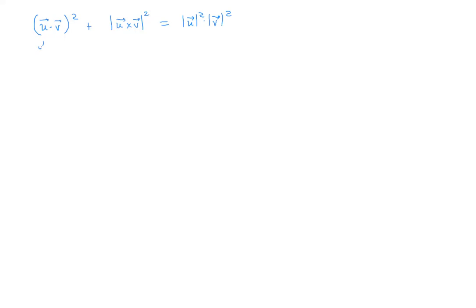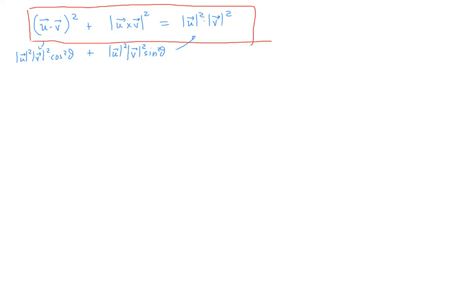Because if you think about it, this will end up being the magnitude of u squared times the magnitude of v squared times cosine square of theta. And this will be nothing else but the magnitude of u squared times the magnitude of v squared times sine square of theta. When you add them up, cosine square plus sine square gives you 1, and you will pretty much get this thing. So this is the formula that is interesting to remember. And I'm going to formulate an exercise based on this formula.